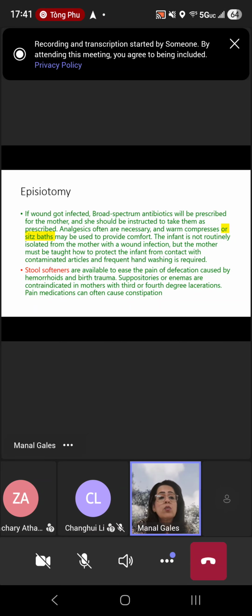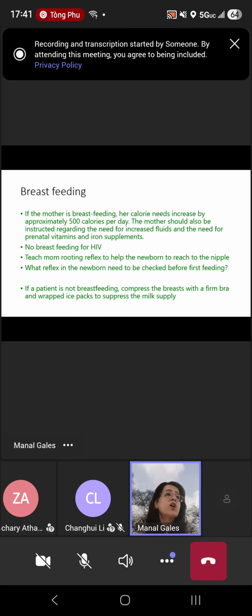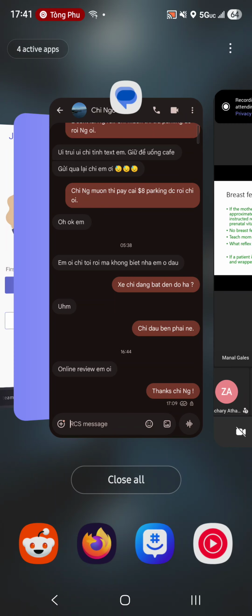Episiotomy, guys, watch for episiotomy. If the wound is infected, give the antibiotics, a sitz bath, and give a stool softener if there is episiotomy infection, because pain will prevent her from defecation.